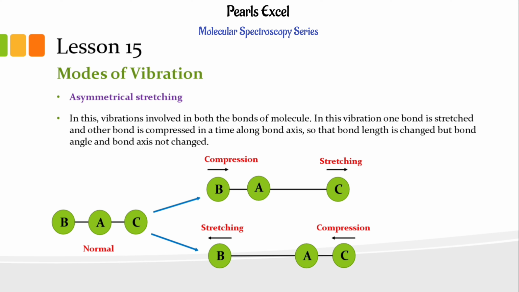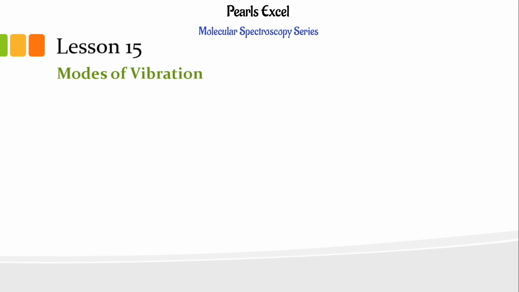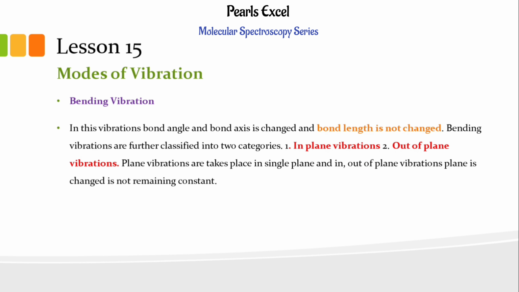Now after finishing with stretching vibration, we'll start with bending vibration. In these vibrations, bond angle and bond axis are changed and bond length is not changed. Bending vibrations are further classified into two categories. One is in plane vibrations and the second one is out of plane vibrations. So first we'll see in plane vibrations. In plane vibrations take place in a single plane, and in out of plane vibrations, the plane is changed, it does not remain constant.